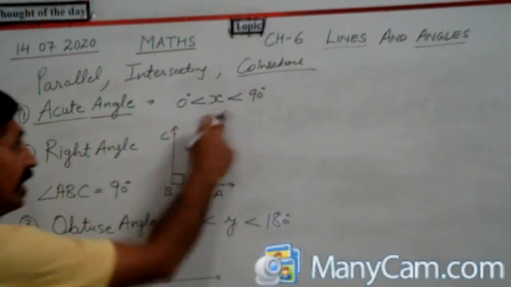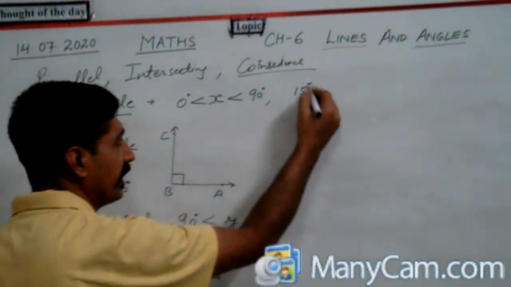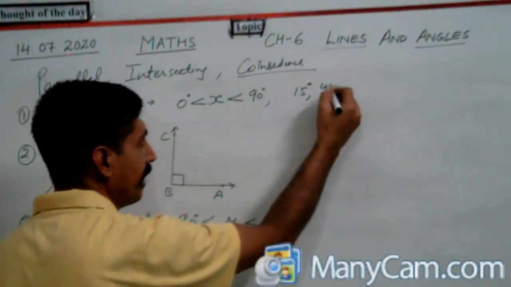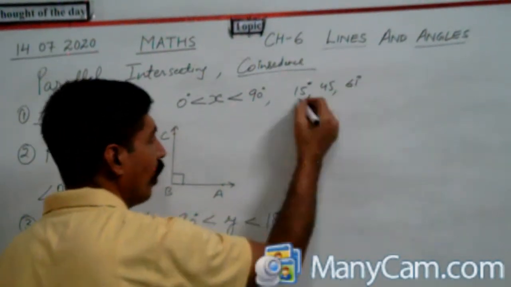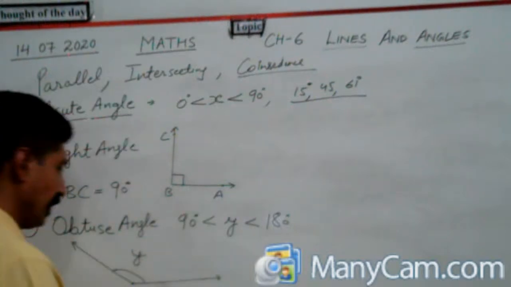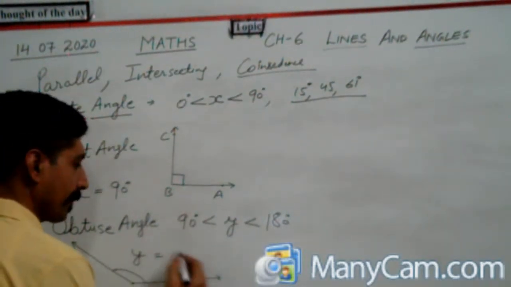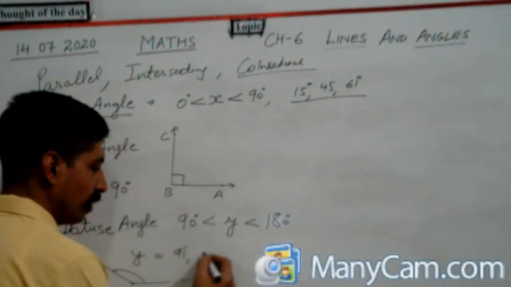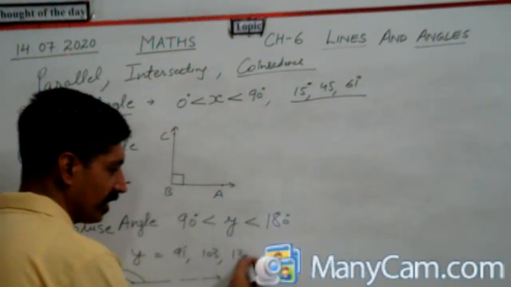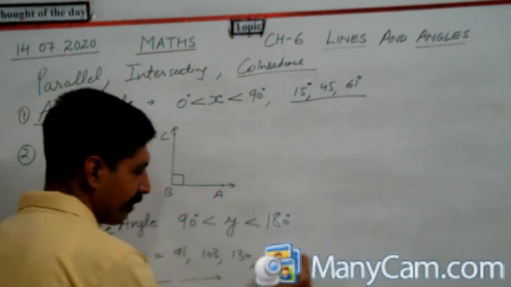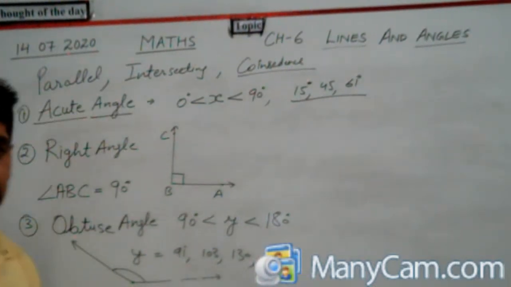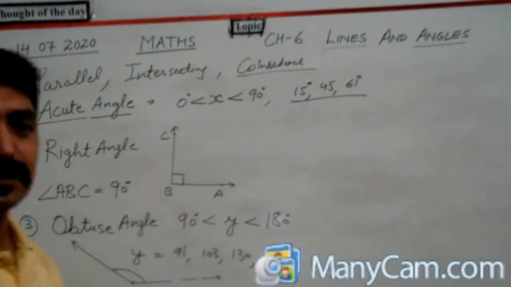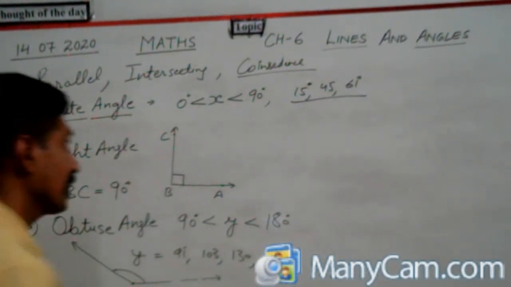Like acute angle, we have angles of 15 degree, 45 degree, 61 degree, all angles are acute angles. Whereas y can be 91 degree, 103 degree, 130 degree, 175 degree, all these angles are obtuse angles, right?